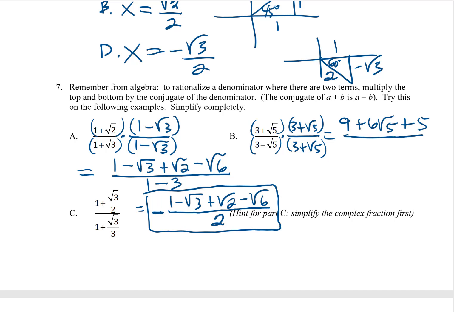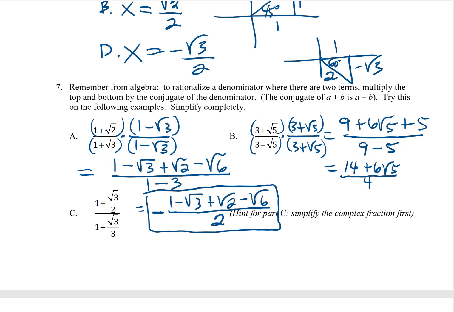The bottom, I'll have that a plus b, a minus b thing. So 3 times 3 is 9. The inner and outer wipe each other out. And then the last is minus 5. So here's what I have now. I have 14, 9 plus 5. I have 6 root 5. And I have 4 on the bottom.